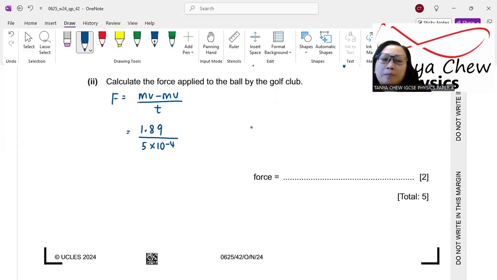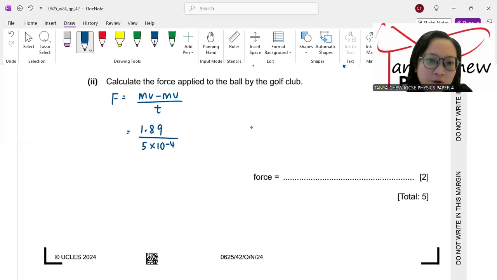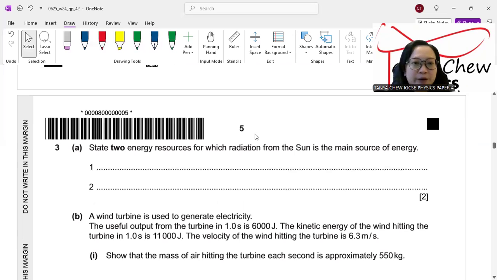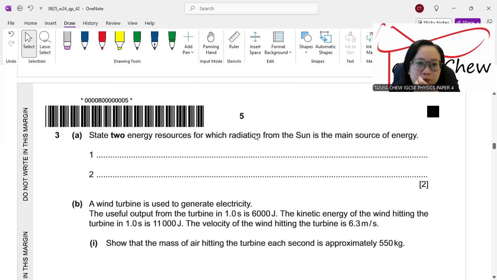Another thing that I want to remind you is that whenever you key in the value into your calculator, remember to put a bracket here, just to avoid careless mistakes. So you should get 3772 Newton. Oh, that is 4 significant figures. So it is not allowed. So I'm going to round it off to 3800 Newton. So 3800 Newton is my answer. That's 2 significant figures.